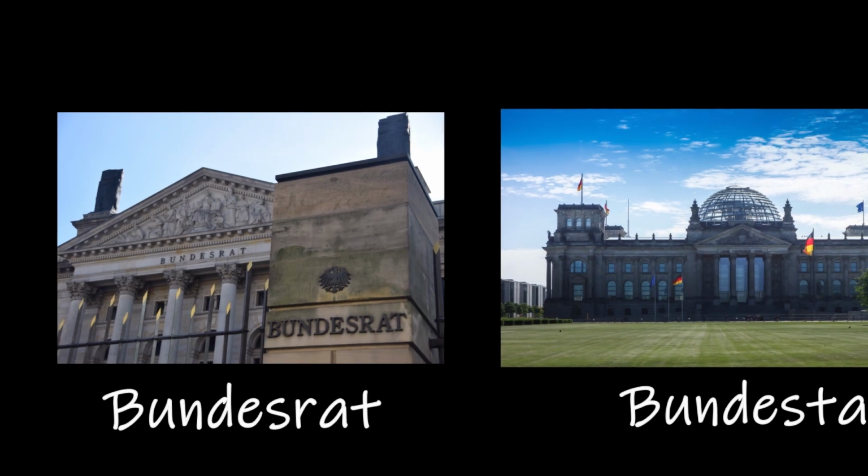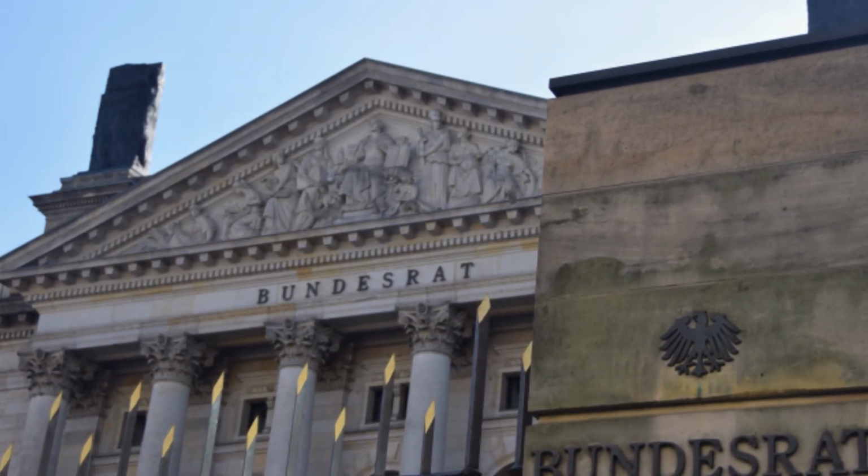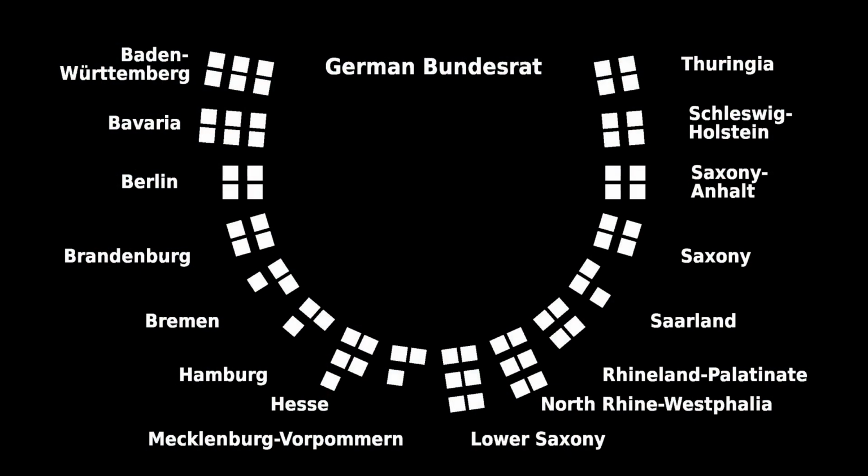Unlike the Bundestag, the members of the Bundesrat are not directly elected. Instead, they are delegates appointed by the state governments to voice their opinions on laws that affect the states. Each state has between 3 to 6 votes in the Bundesrat, and these votes are cast as a block, meaning all votes of a state are cast together in a unified manner. Consequently, the Bundesrat has a total of 69 seats.